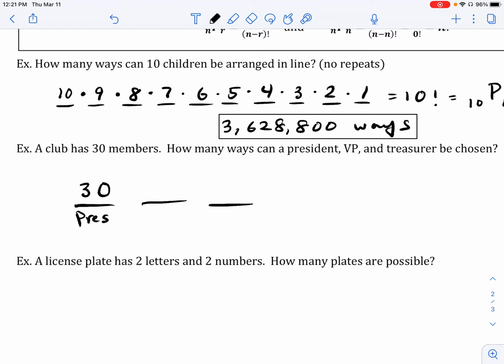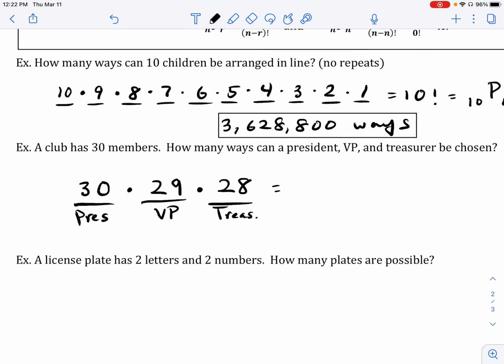Now, after we've chosen a president, we're going to assume that we're not allowed to have that same member also be vice president or treasurer. So in that next spot, we now have 29 eligible members to choose from to be vice president. And in that third spot, for treasurer, we're going to assume that we have 28 now, because 2 other members have already been chosen to become either president or vice president. If we multiply all this together, we should get 24,360 different ways that we can choose these 3 officers from the 30.